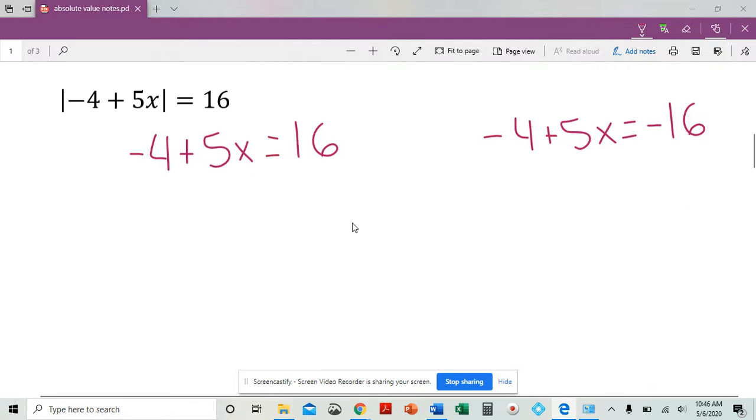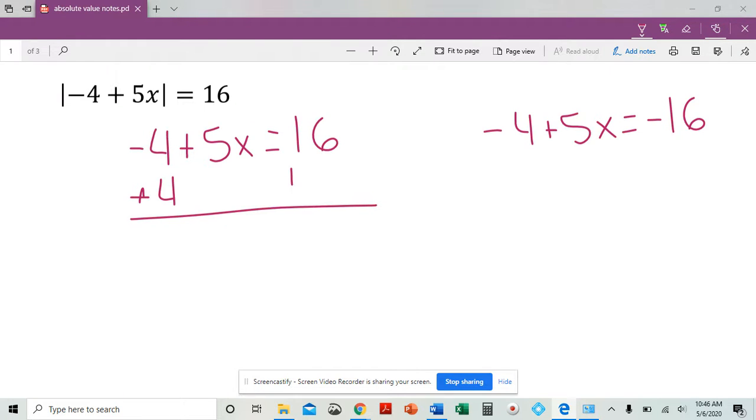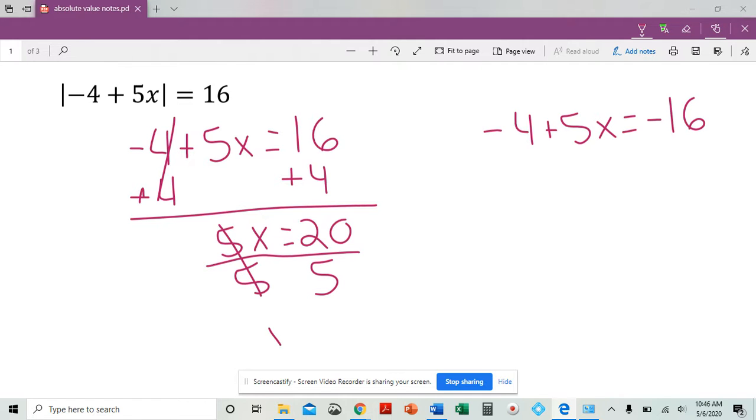All right, we're going to work on the one on the left first. So first, we're going to add 4 to both sides. This cancels out. 5x equals 20. 5 times x, the opposite of multiplication is division, so we're going to divide both sides by 5. X is going to equal 4. That is one of our answers. So now let's go over here to our right-hand problem and work it out. Again, we're going to add 4 to both sides.